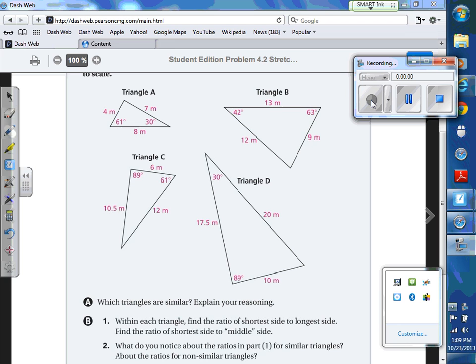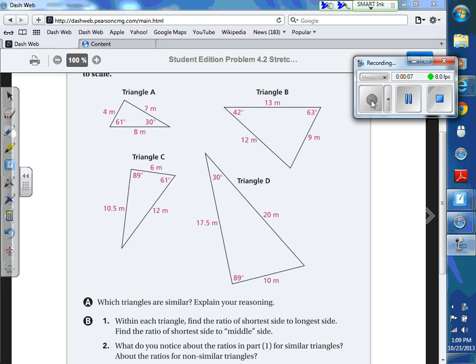Looking at determining if triangles are similar, we need to have corresponding angles congruent and corresponding sides proportional. When you look at this, you see two angles. You know your triangle adds up to 180, so you add your two angles, 61 and 30, and make 91. So you're missing 89 degrees when you complete the triangle.